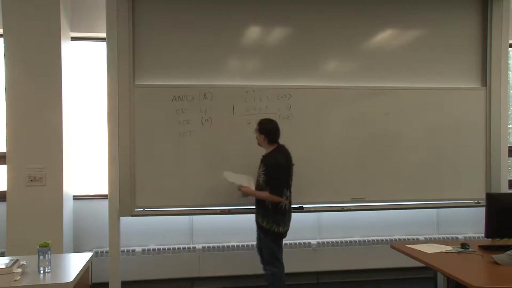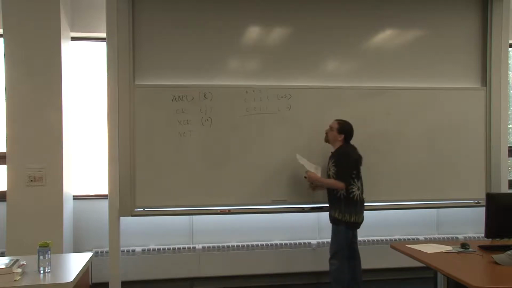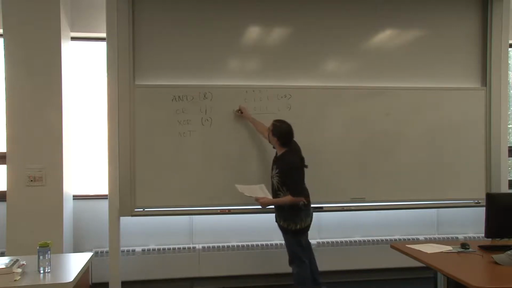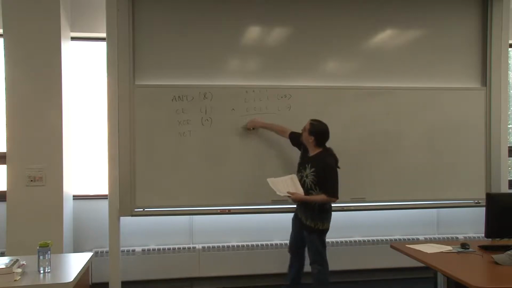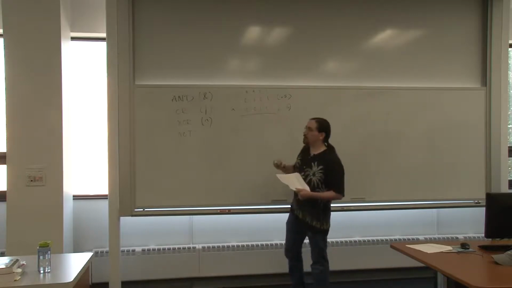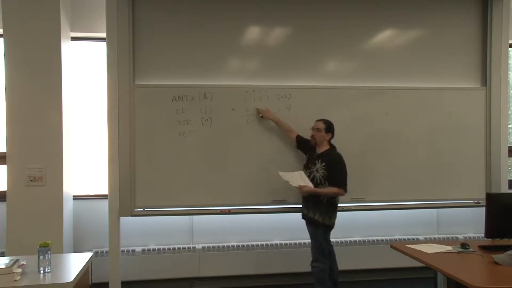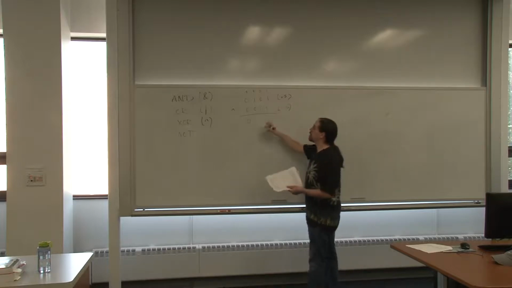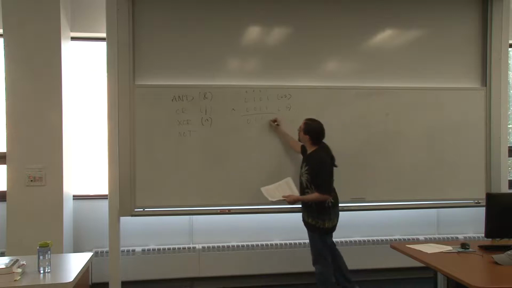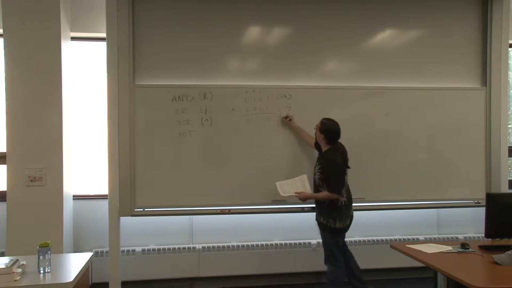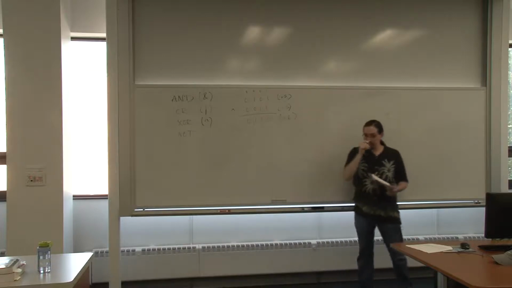XOR, which is drawn with a caret: the output bit is on if and only if exactly one of the input bits is on. So here we've got 0 and 0. Both of them are off, so it's off. 1 and 0. One of them is on, but the other isn't, so it's on. Same thing here. Here, both of them are on, so it's actually off in the output. So 5 XOR 3 gives us 6.